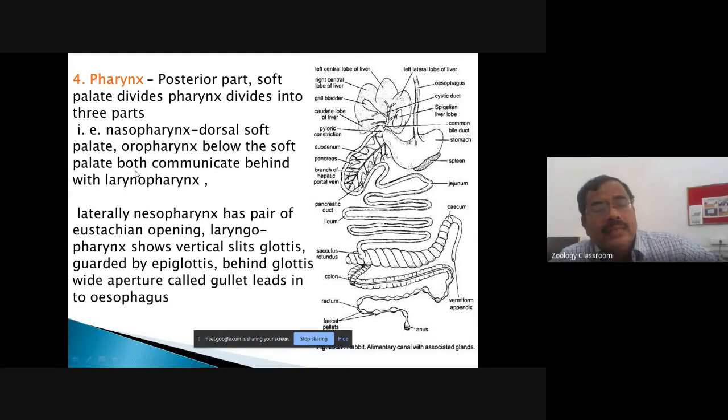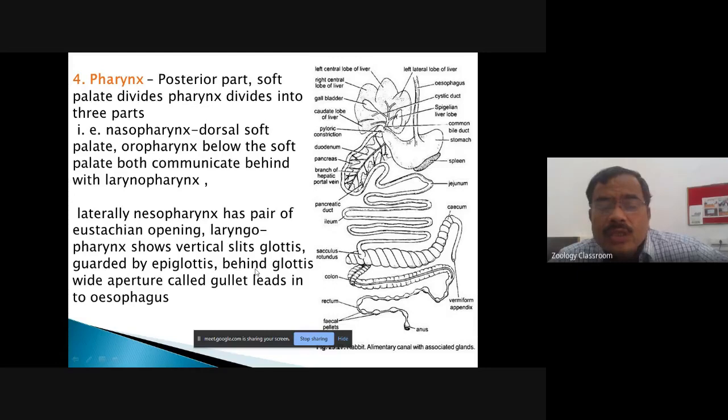You know the meaning of the larynx? Larynx is known as the voice box, where the voice is produced. Now laterally to the nasopharynx, there is a pair of eustachian openings, which open into the middle ear. The laryngopharynx shows a vertical slit-like glottis. This glottis is guarded by the epiglottis, so that no fluid particle further passes into the glottis, into the sound box, and further into the trachea.